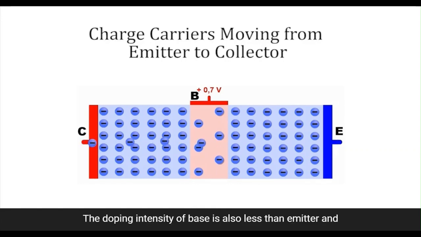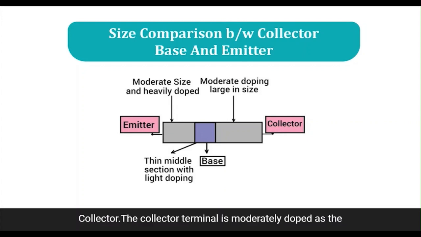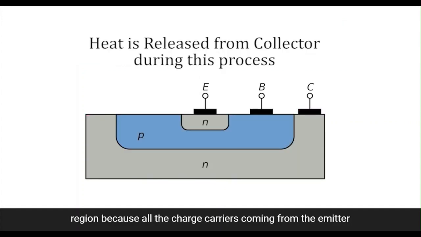The doping intensity of the base is also less than the emitter and collector for the same reason mentioned above. Collector. The collector terminal is moderately doped and the size of the collector region is slightly more than the emitter region because all the charge carriers coming from the emitter recombine at the base and heat is released in this process. Thus, it is necessary for the collector terminal to be large enough so that it can dissipate the heat and the device may not burn out.